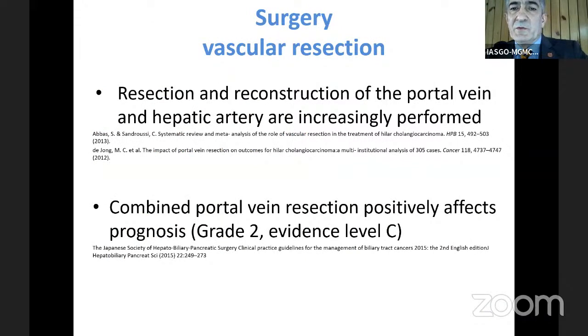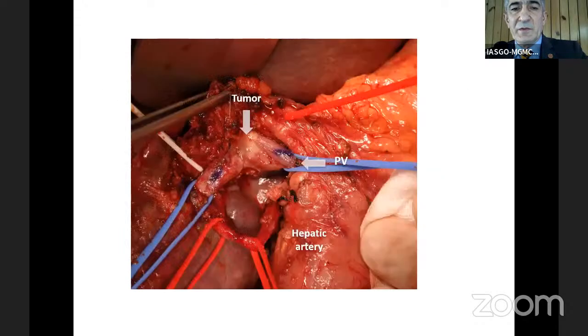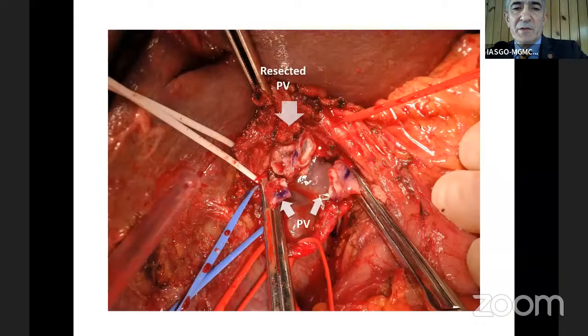In those patients, we also sometimes do portal vein resection with the liver, as shown in this picture. This is one of our patients with the portal vein resection.